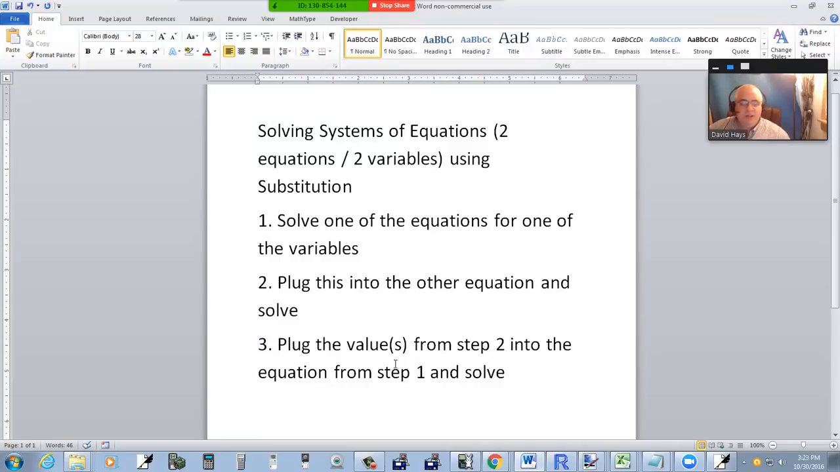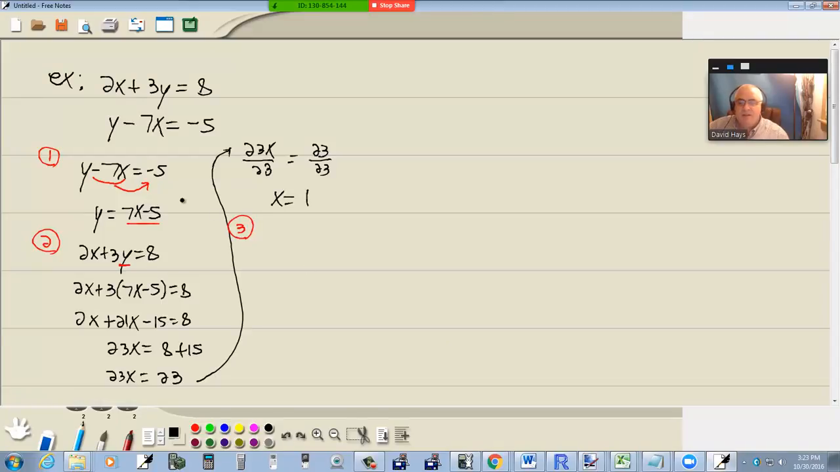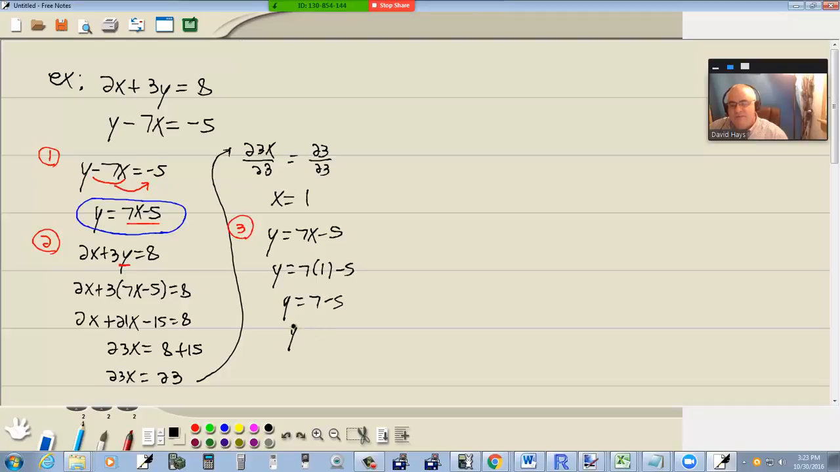Step 3. Plug the value from step 2 into the equation from step 1 and solve. Now the equation from step 1 will always be the best one to plug it into because it'll always be solved for the other variable already. So we've got y is equal to 7x minus 5, and we just said x is equal to 1. So we've got y is equal to 7 times 1 minus 5. Y is equal to 7 minus 5, or y is equal to 2. So our answer is going to be 1, 2. You put your x first, comma, and then your y.